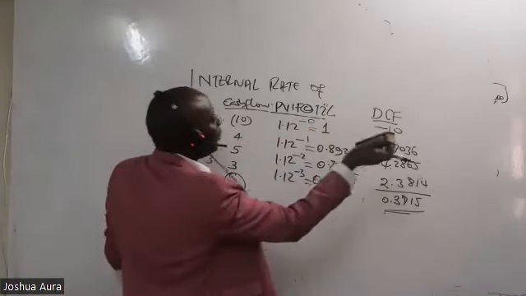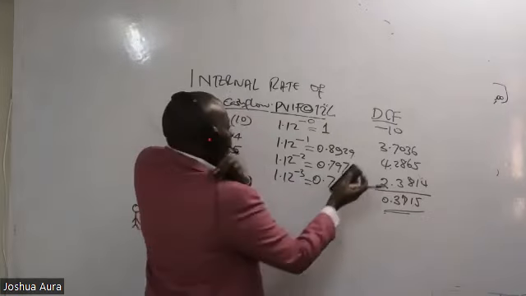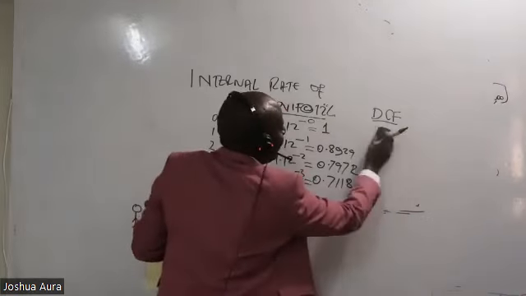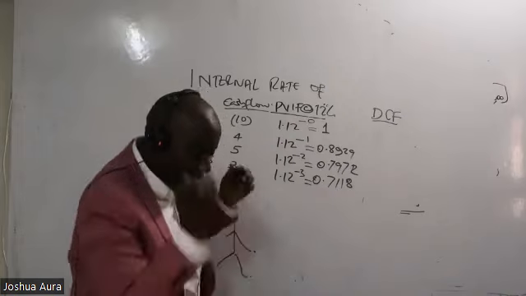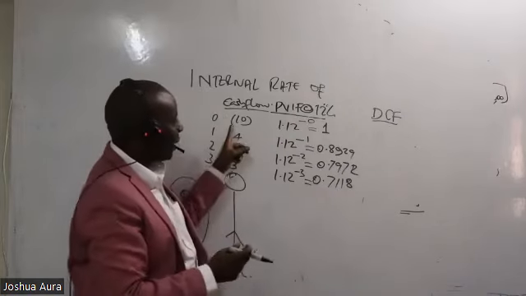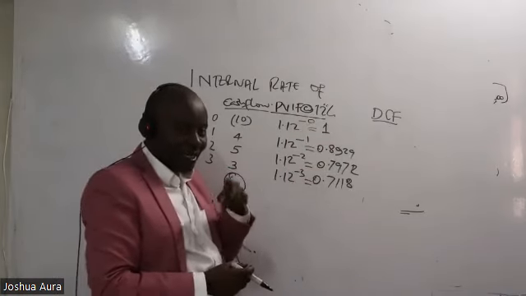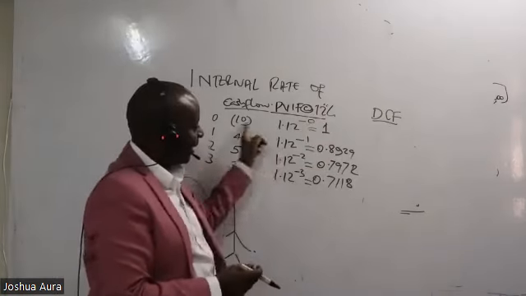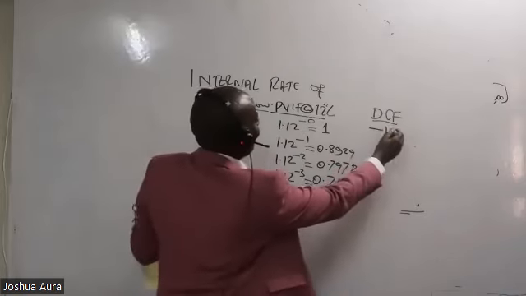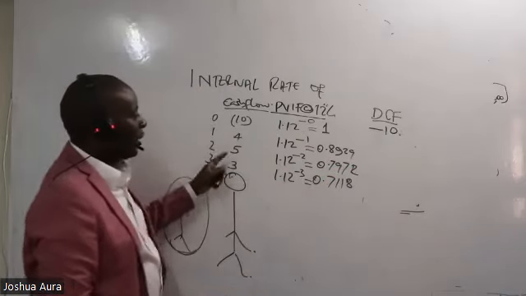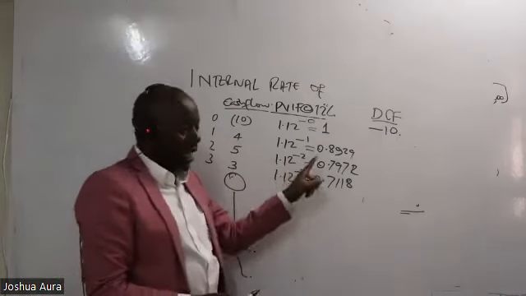Discounted cash flows. This thing is very uncomfortable, but you are overcoming. Now we are taking the same cash flows and multiplying them with this. So the first one will be minus 10. This and this, minus 10. All right. So from there we have 4 times 0.8929.